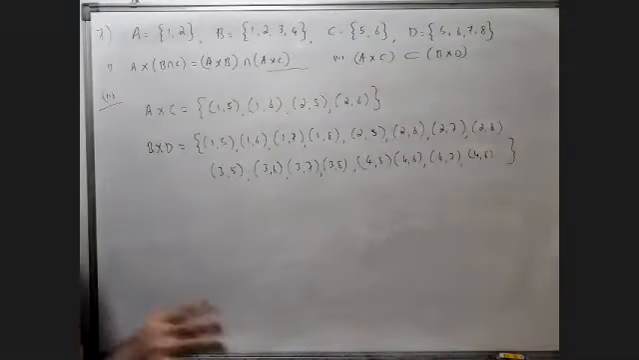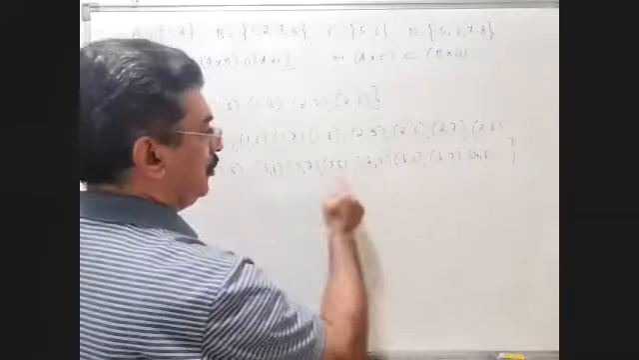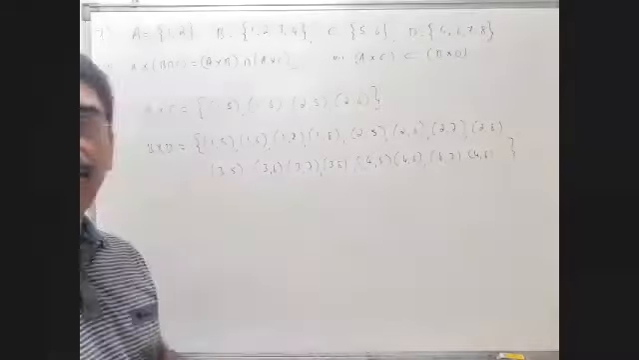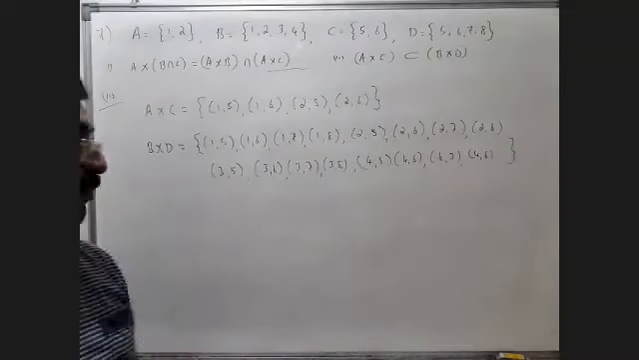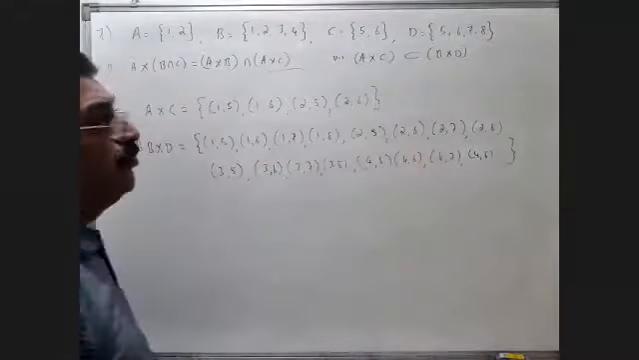We know that in all there are 16: 1, 2, 3, 4, 5, 6, 7, 8, 9, 10, 11, 12, 13, 14, 15, 16. 16 means we didn't miss out any pair, we wrote all 16 pairs. Now our aim is to check whether A cross C is a subset of B cross B.